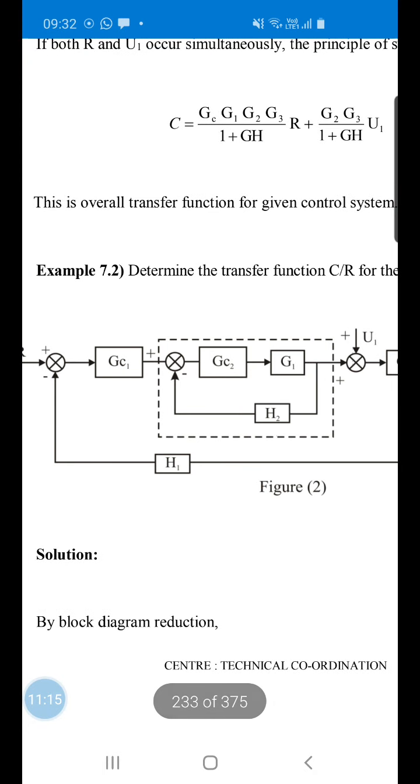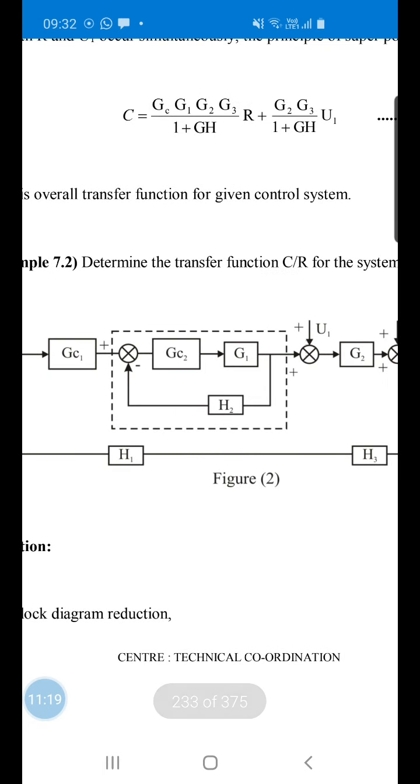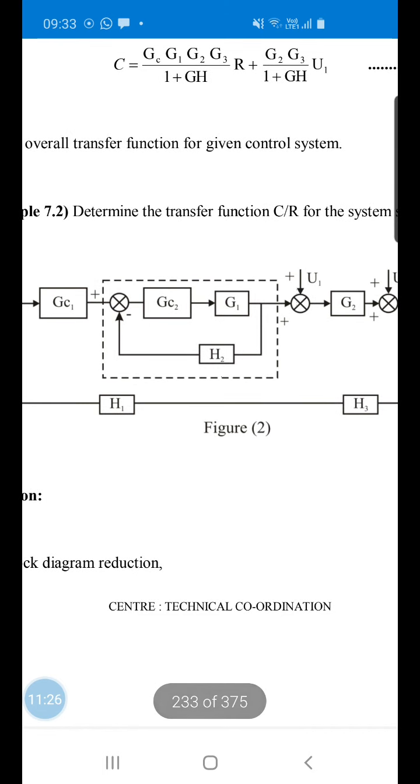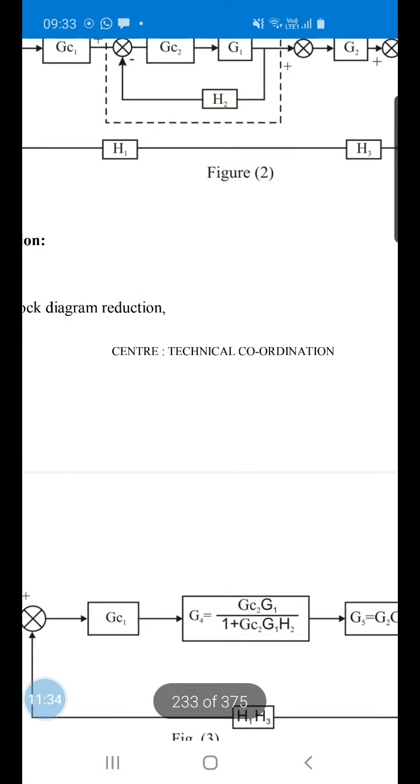Sometimes the problems are asked based upon the inner loop. So this dotted line is shown as the inner loop. You have to determine the transfer function C by R for the following system. So if this dotted line is there, it means it is an inner loop and you have to solve that inner loop first. Then you can solve the remaining problem.